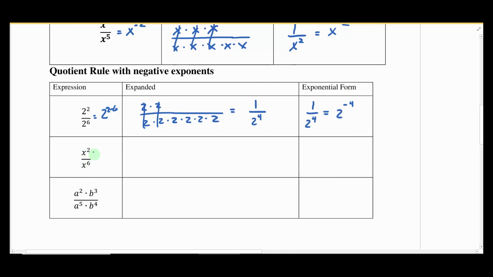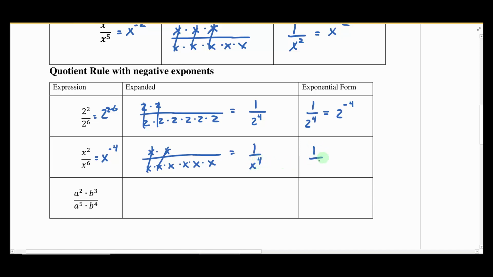Then we can do the same thing here, right? If I applied the exponent rule, we would get x to the negative fourth power. And if I were to expand, right, we get x times x, and then the bottom we get x times x times x times x times x times x. And we cancel those out, and we get 1 over x to the fourth.